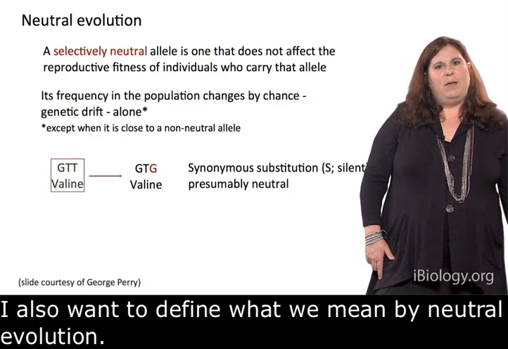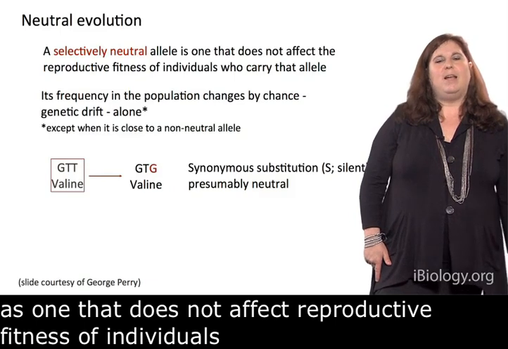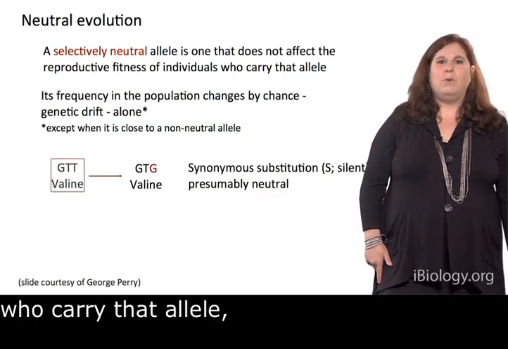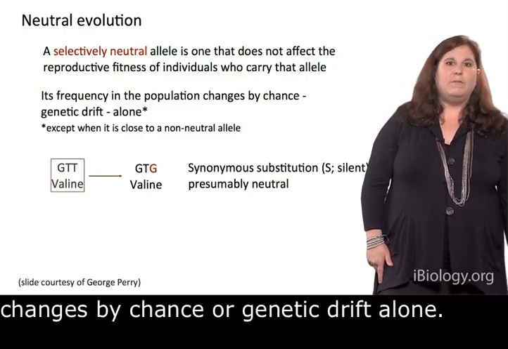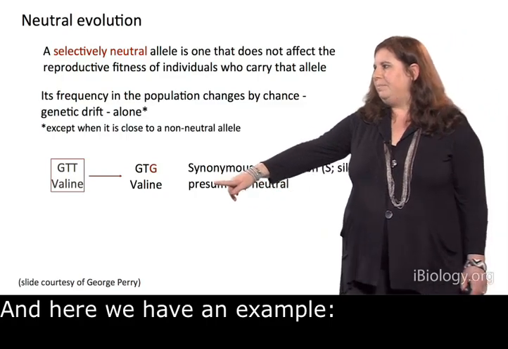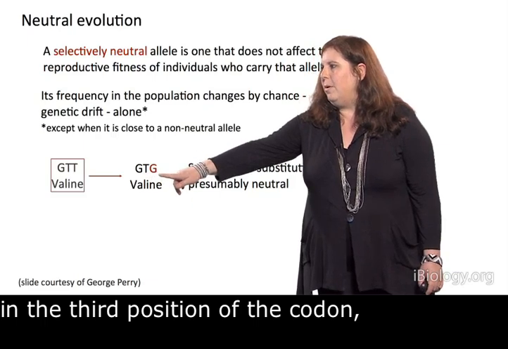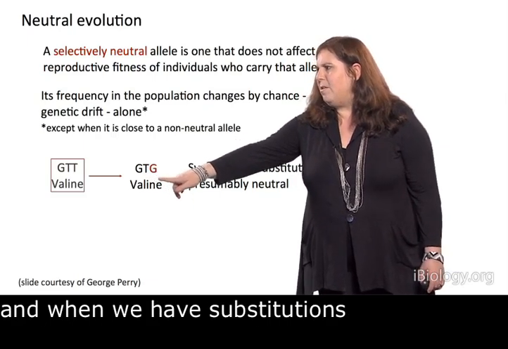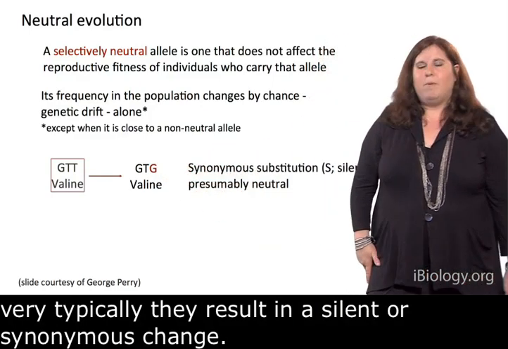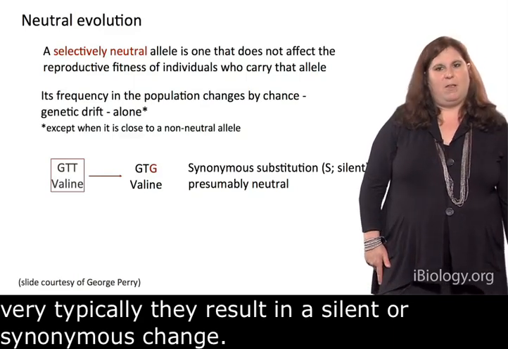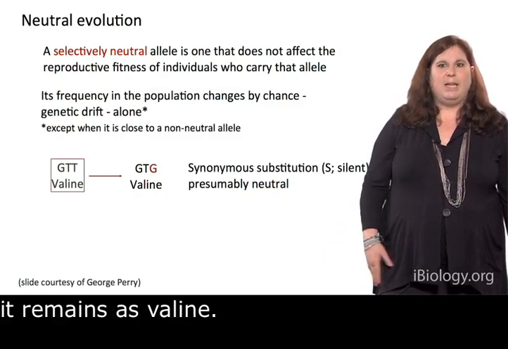I also want to define what we mean by neutral evolution. So we define a selectively neutral allele as one that does not affect the reproductive fitness of individuals who carry that allele. So its frequency in the population changes by chance or genetic drift alone. And here we have an example. This is just a substitution in the third position of the codon. And when we have substitutions of nucleotides in the third position, very typically they result in a silent or synonymous change. So here there's been a substitution, but there's no change in the amino acid. It remains as valine.